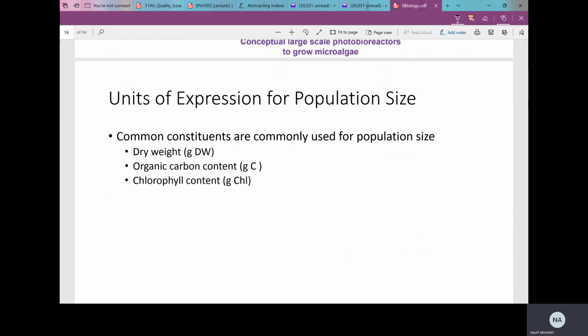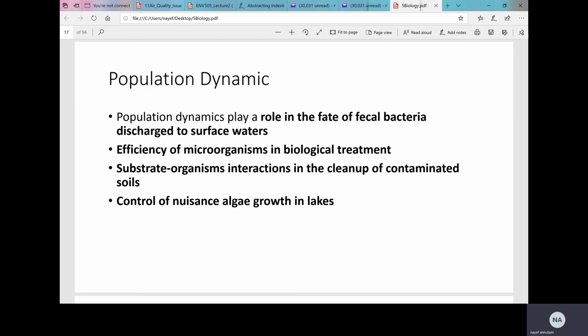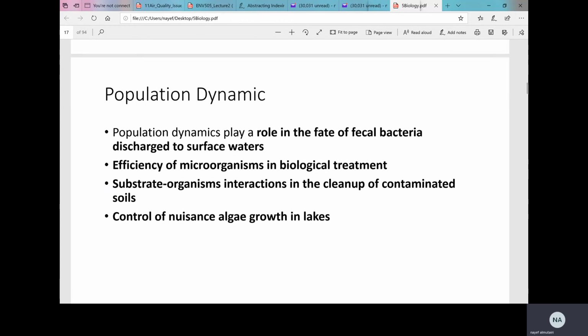How could we measure the concentration of biomass, microorganism content, bacterial content? By using the population size technique, either through dry weight, gram dry weight, or organic carbon content, gram carbon, or chlorophyll content, gram chlorophyll. The role and fate of fecal bacteria in surface water, the dynamics, are also important to study.